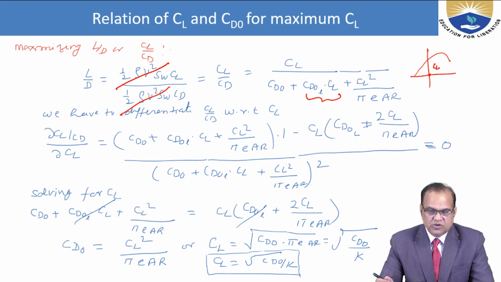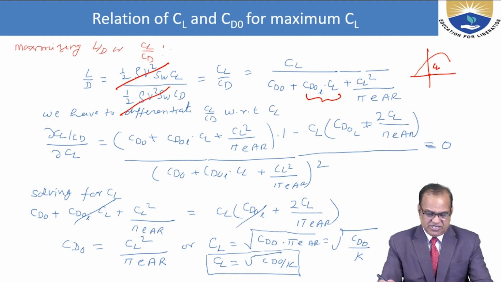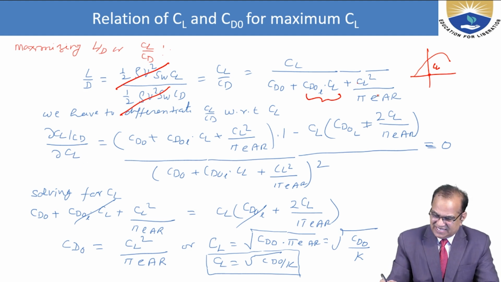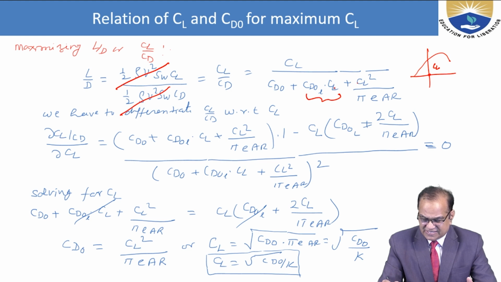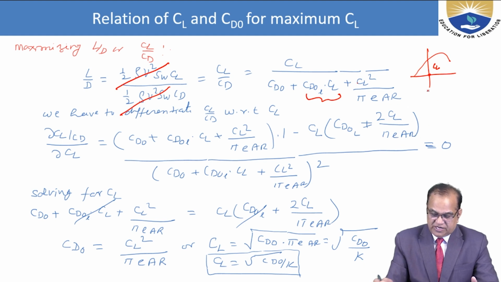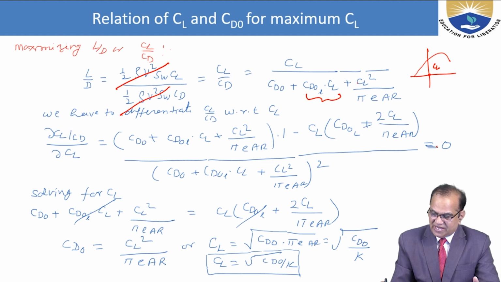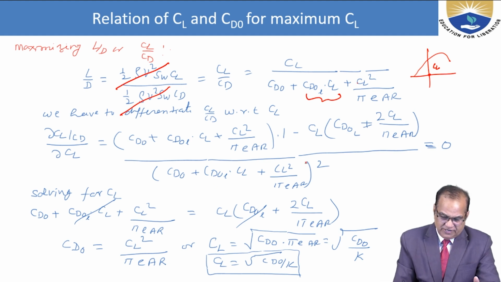maximum, this value CL by CD should be differentiated with respect to the CL here. So if we differentiate, CD naught plus CD naught L into CL plus CL square by pi E aspect ratio into the derivative of CL, which is equal to 1, minus CL, and if you differentiate this, CD is equal to 0. Here with CL, you will get CD naught L plus 2CL by pi E aspect ratio, divided by this denominator whole square is equal to 0. So this will become 0 here.